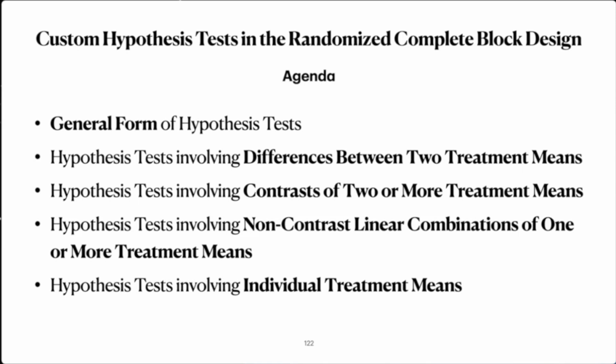We'll first look at the general form of hypothesis tests that we'll be looking at. We'll look at hypothesis tests involving differences between two treatment means. We'll look at hypothesis tests involving contrasts of two or more treatment means. We'll then look at hypothesis tests involving non-contrast linear combinations of one or more treatment means. And then finally, we'll look at hypothesis tests involving individual treatment means.